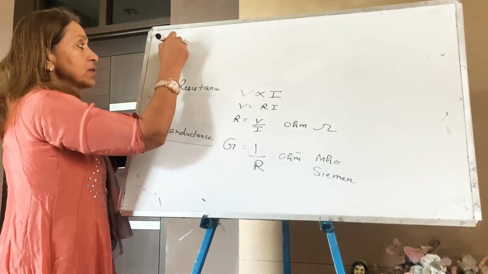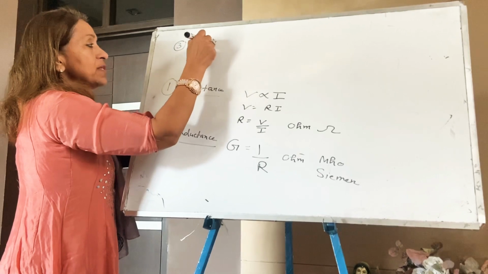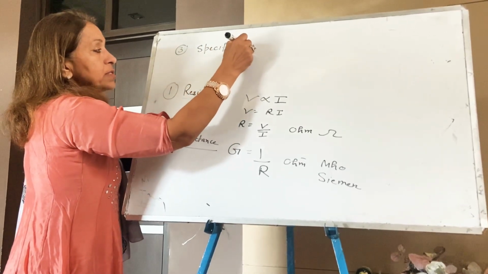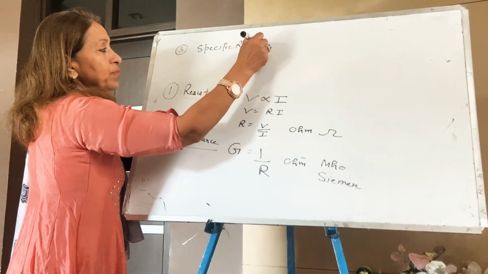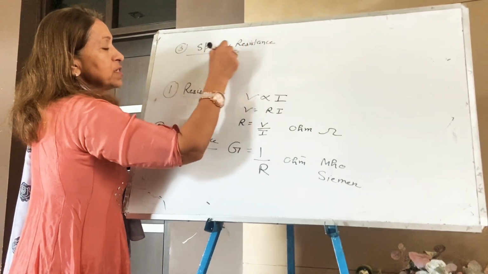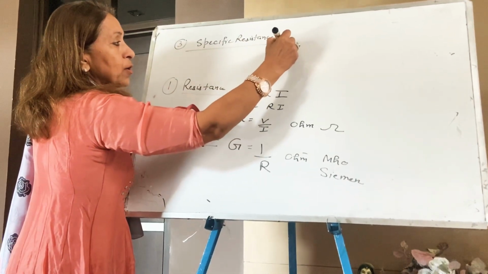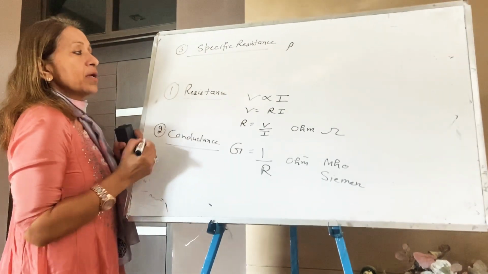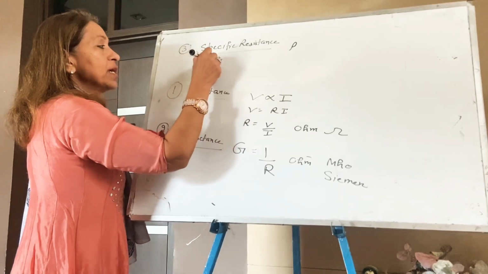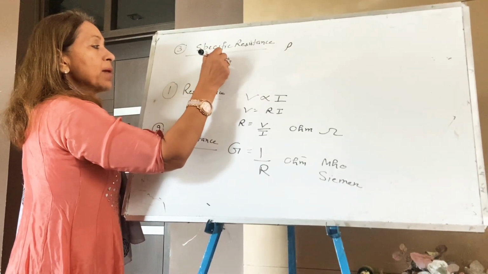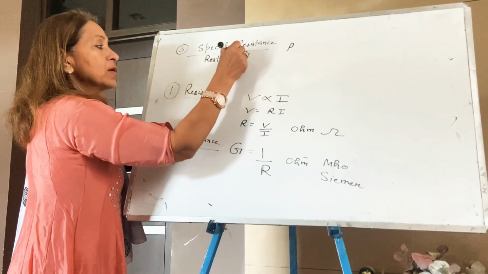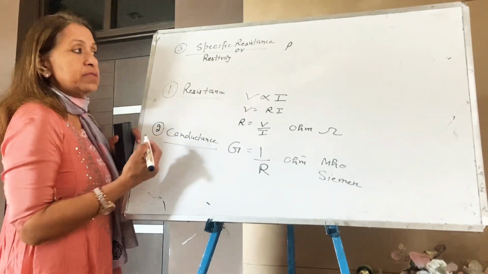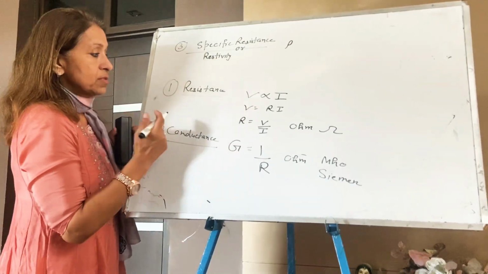Third is specific resistance. Specific resistance is represented by rho, R-H-O. It is also called resistivity. The other name is resistivity. These terms, resistance, conductance and resistivity, are used in the physics subject.